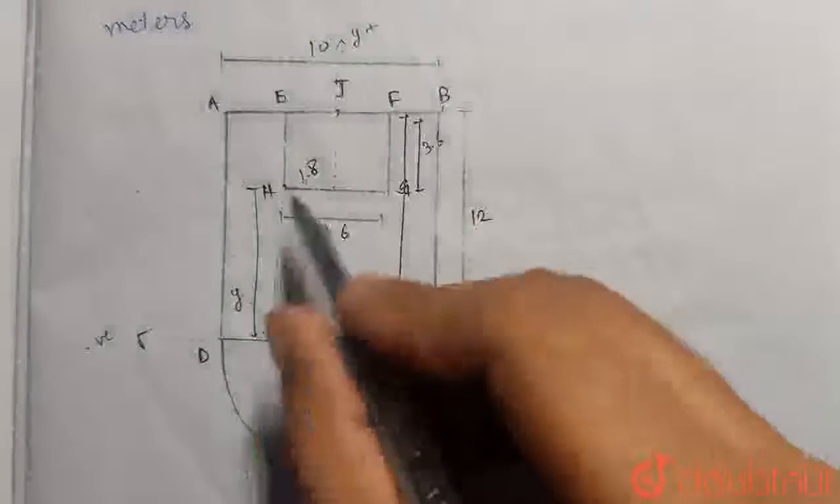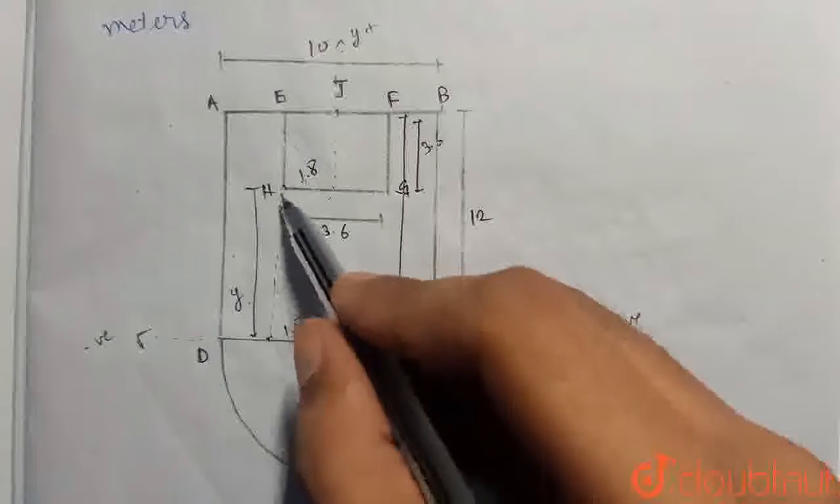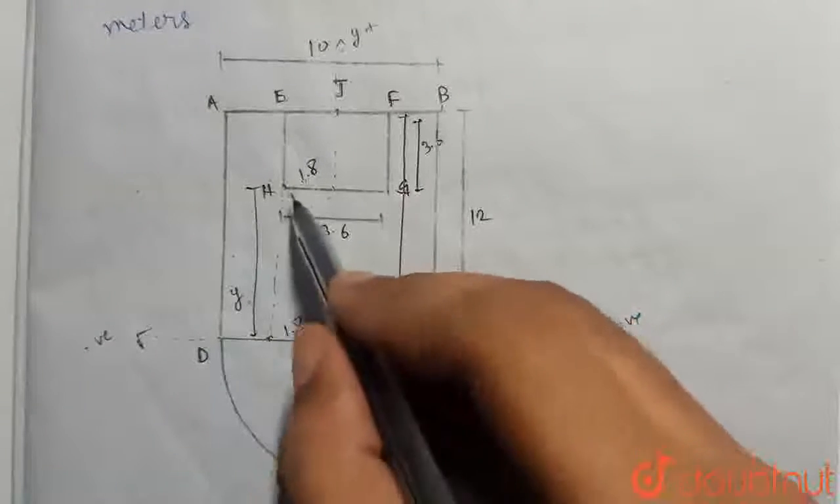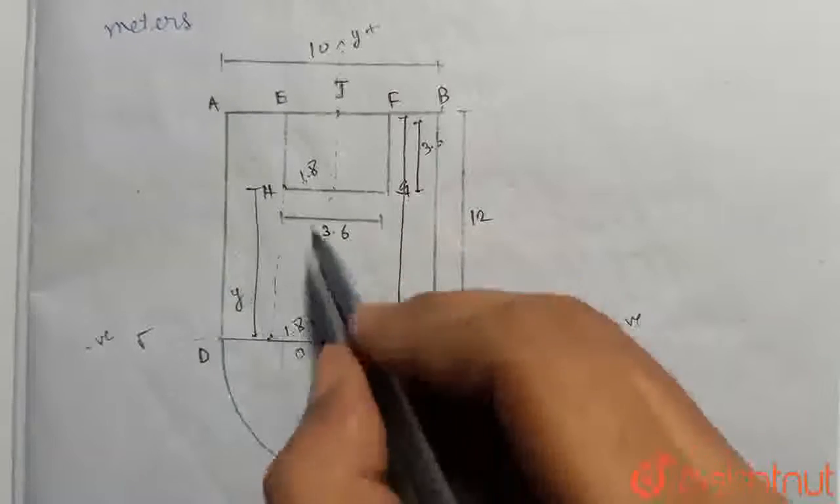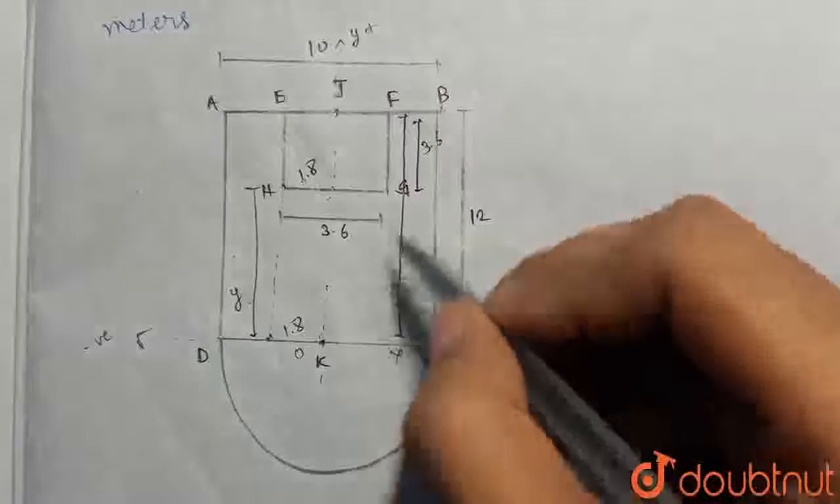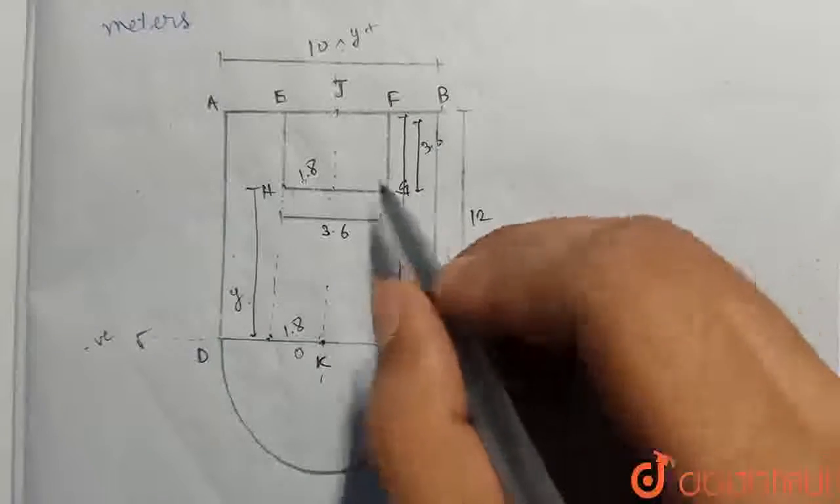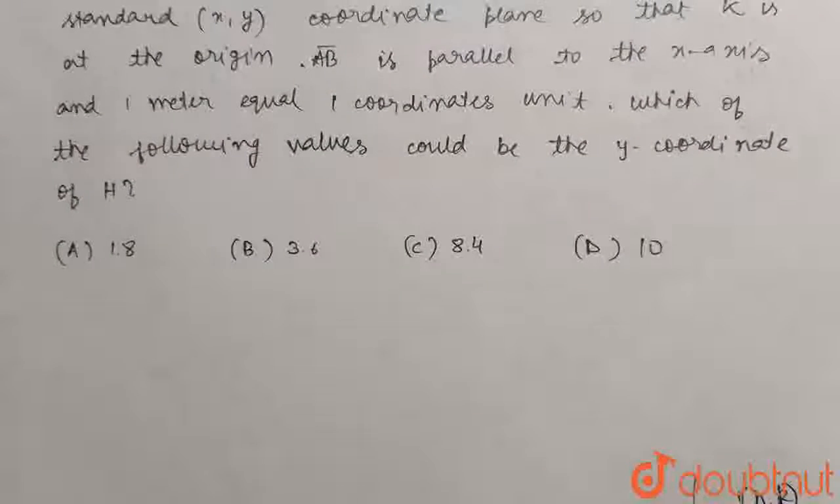Here, neglect the x part. We will be focusing on the y part. So basically we need to find the distance between this point and this point. That's how we calculate the y coordinate. Subtracting 3.6 from 12 will give you the y coordinate. So 12 minus 3.6 is 8.4, so option C will be your correct answer. I hope you guys understood. Thank you very much.